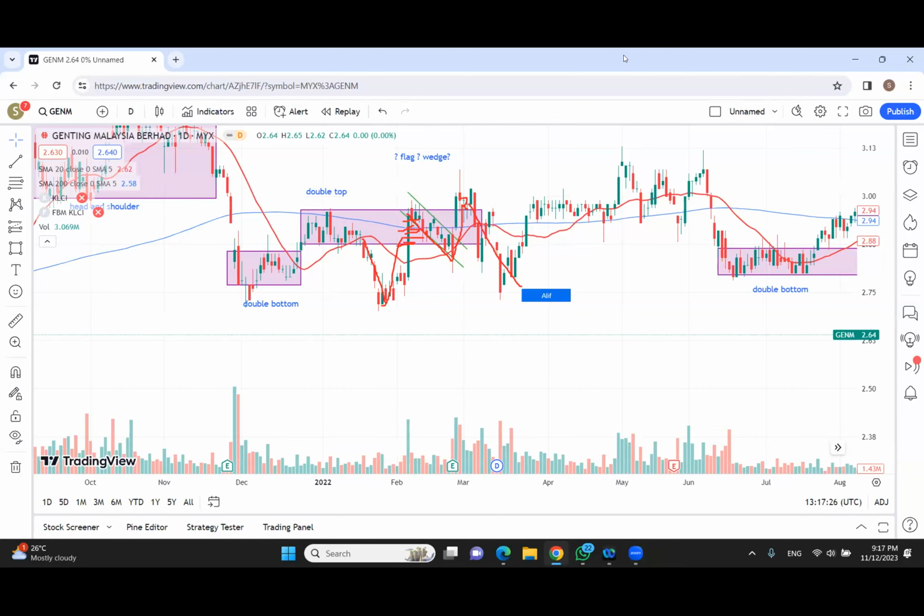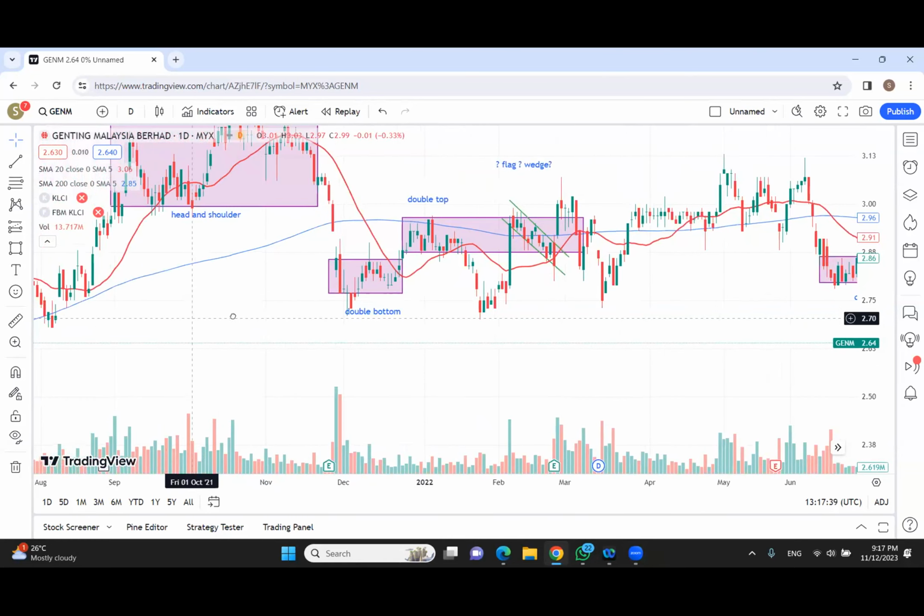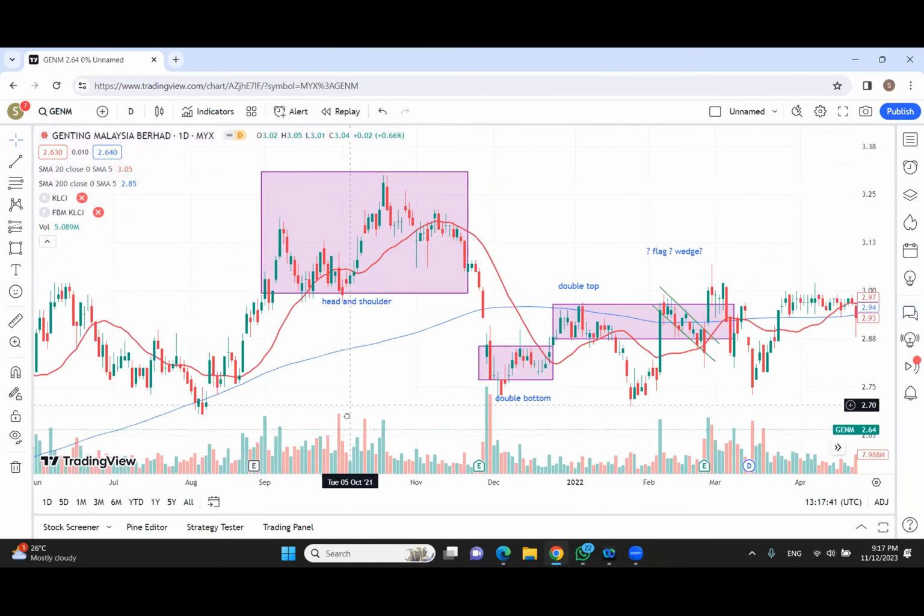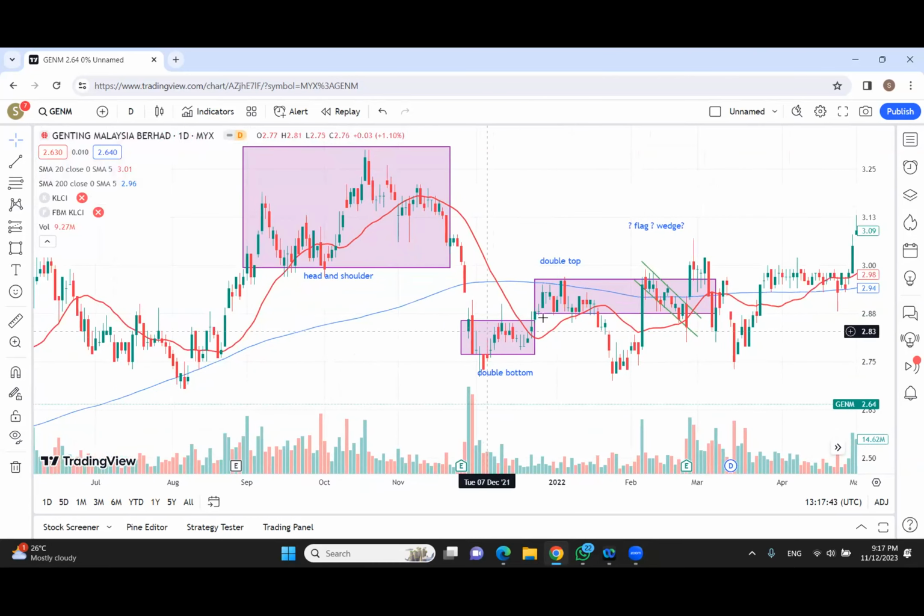That's why just trust your BPE, your plan. Just trust your setup and all that. This is double bottom. No wonder, this is a nation stock, so quite tricky.